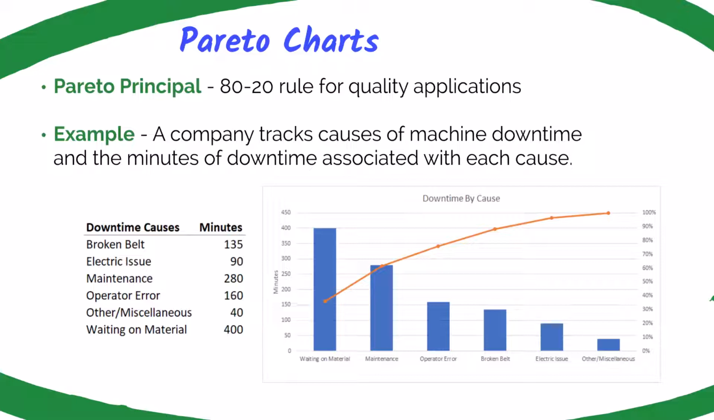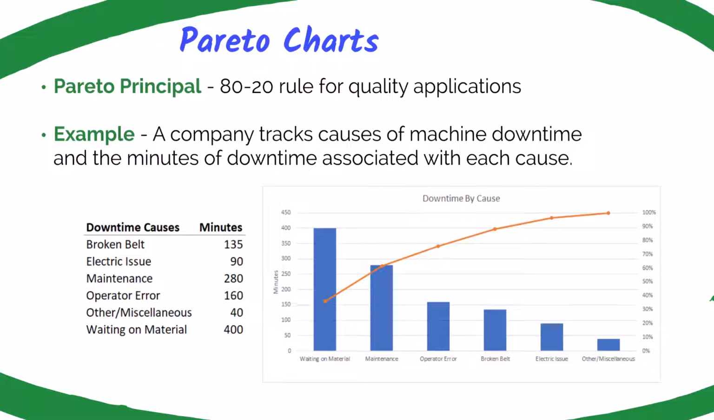The table to the left here shows the reasons that our machine breaks down, such as a broken belt, an electrical issue, maintenance, operator or human error, waiting on materials, and a miscellaneous bucket. We're also tracking the average number of minutes of downtime for each category. Once we plot the data, we're going to display the chart in descending order, so the reasons with the most amount of downtime appear first, and then it goes down from there.